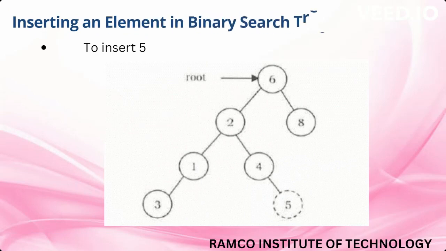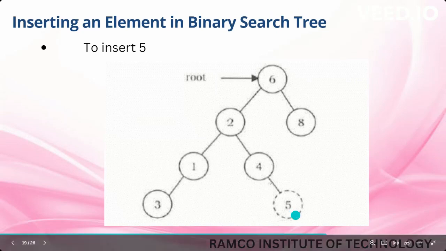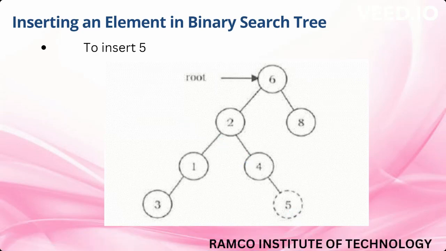Next is inserting an element in the binary search tree. In this example, we are going to insert the key value 5. For insertion, we need to check the binary search tree property. In order to insert data into the binary search tree, first we need to find the location for that element. We can find the location of insertion by following the same mechanism as that of the find operation.